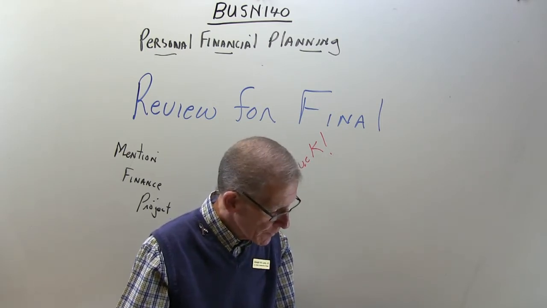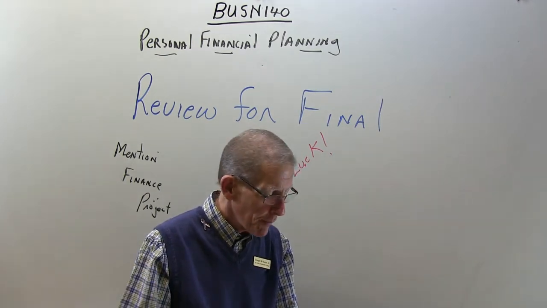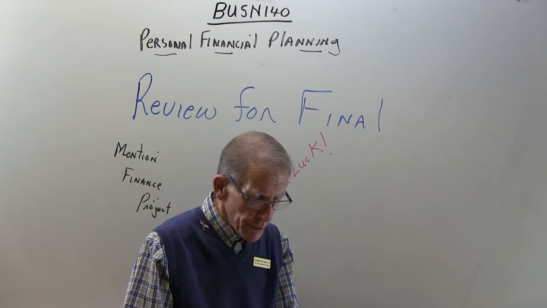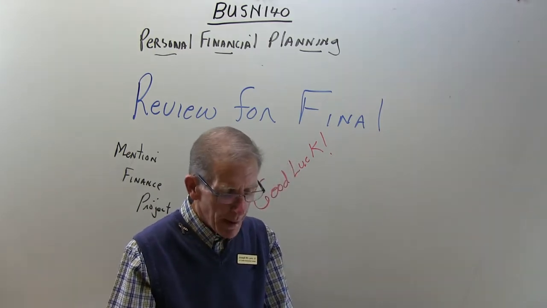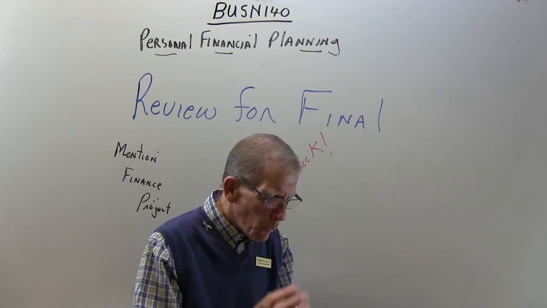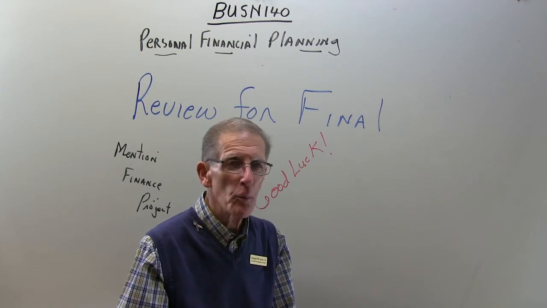Chapter 5 is the chapter on home ownership. I think it's homes and automobiles. Chapter 5, page 185. I want you to be familiar with the different costs of home ownership.